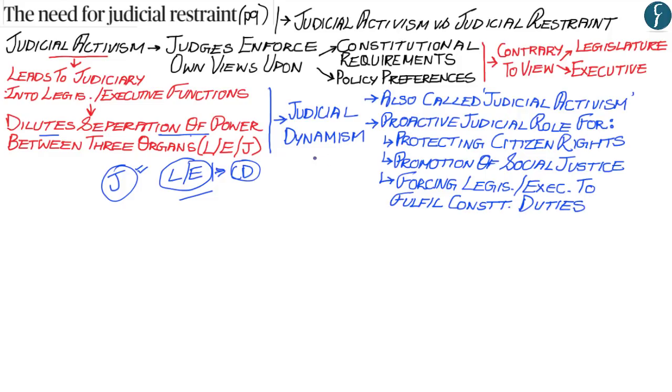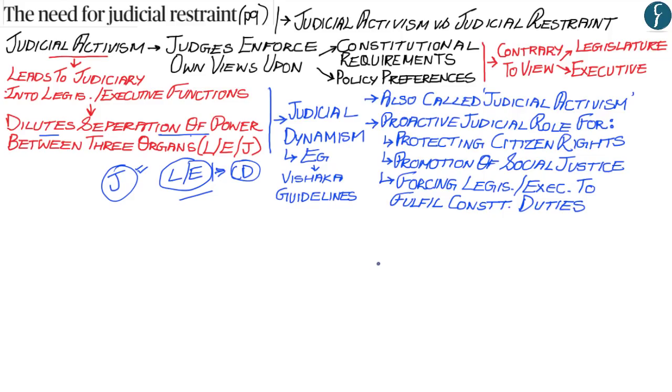Now, there are several examples of judicial dynamism or judicial activism which have forced the legislature and the executive to fulfill their constitutional duties. The first main example of this would be the Vishaka Guidelines. In 1997, the Supreme Court gave out the Vishaka Guidelines, intended for the protection of women from sexual harassment within the workplace. Because of these guidelines, the Indian Parliament had to pass the Sexual Harassment at Workplace Act in 2013.